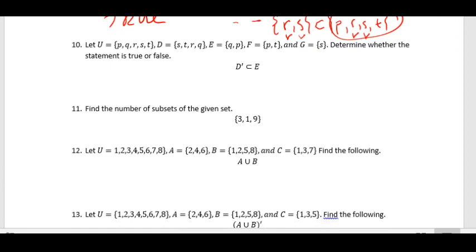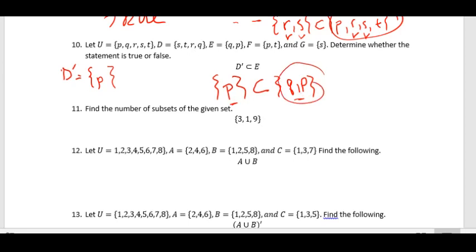Okay, for the next one, we're going to need to find the complement. So that's everything that is not in D that is in the universal. P is not in D, Q is in D, R is in D, S and T are in D. So that would be my answer for D complement. And we want to know, is it a proper subset of E? E is {Q, P}. So you want to ask yourself, is P inside of this set? Yes. And does this have at least one element that is not in this set? And that is true.